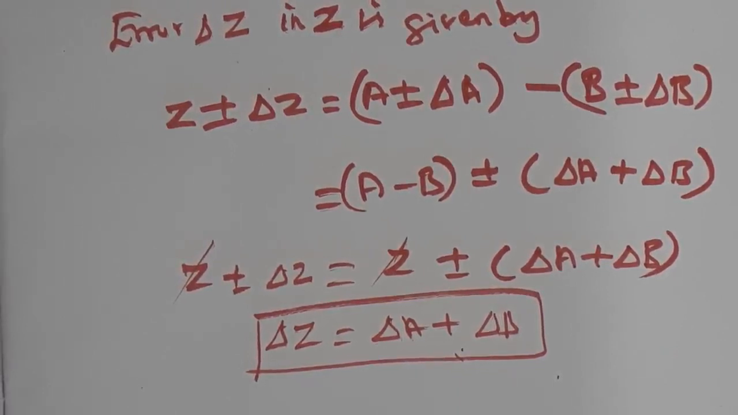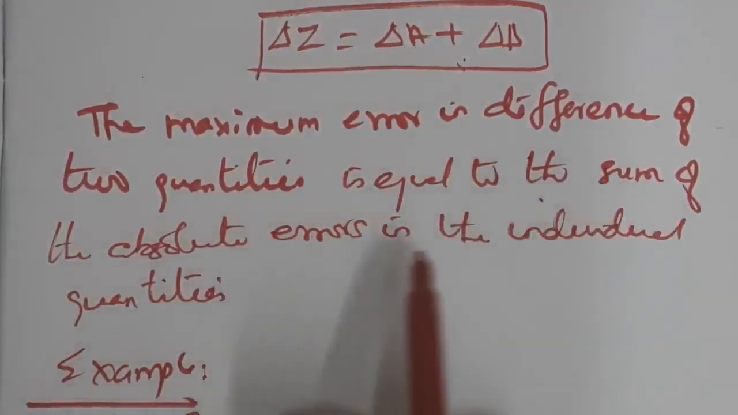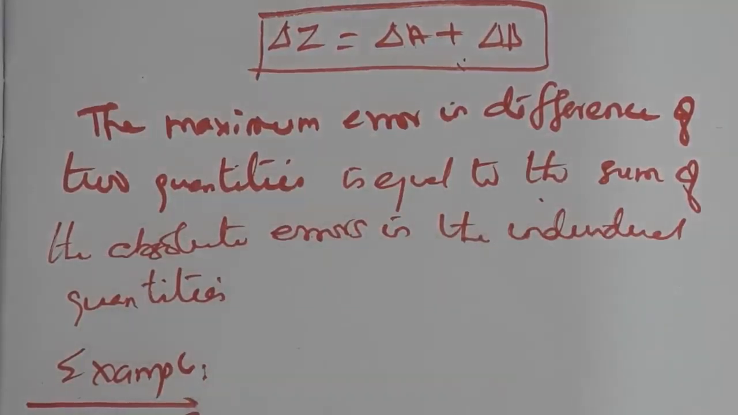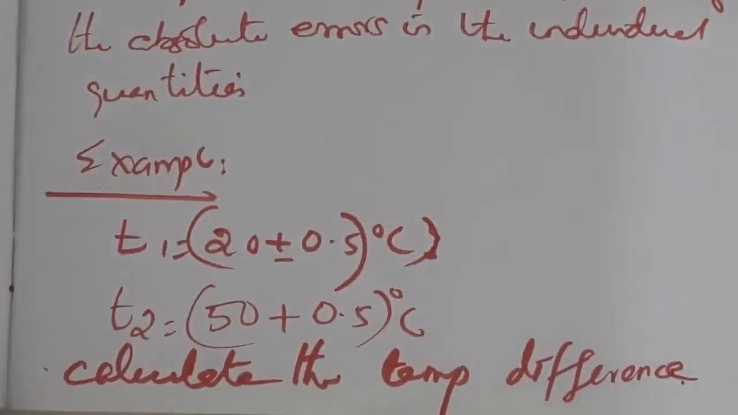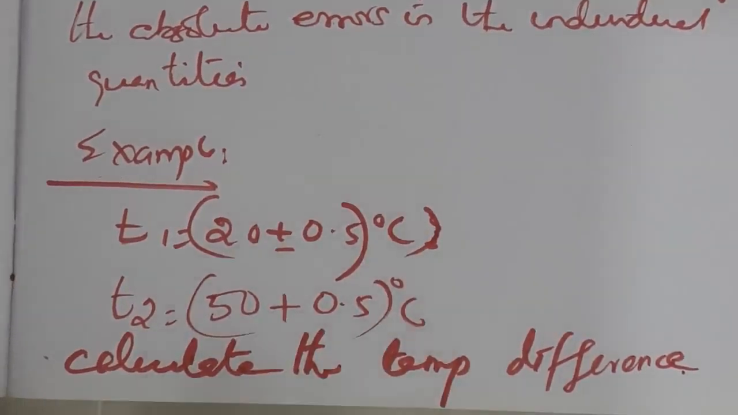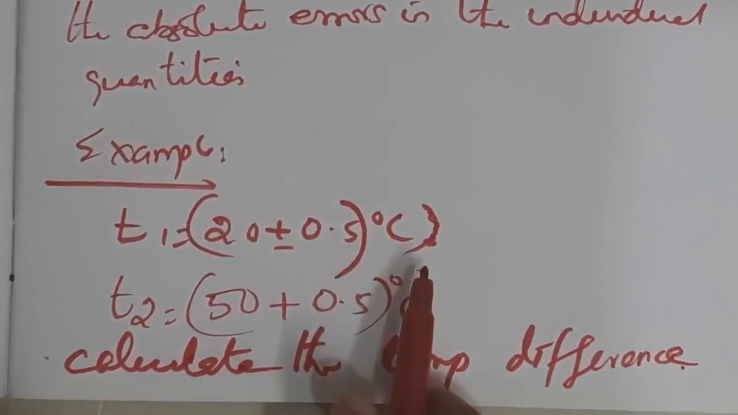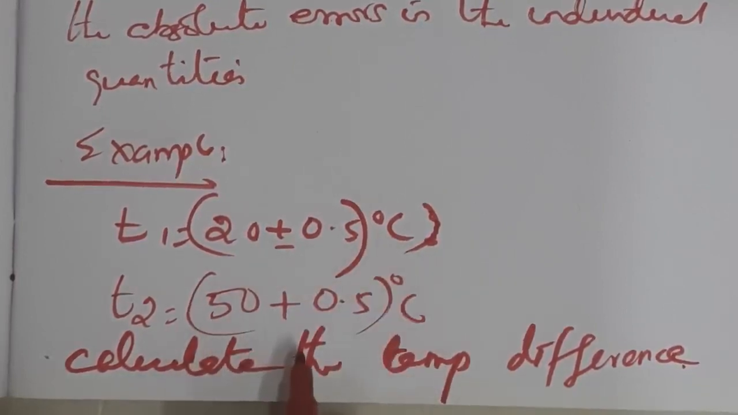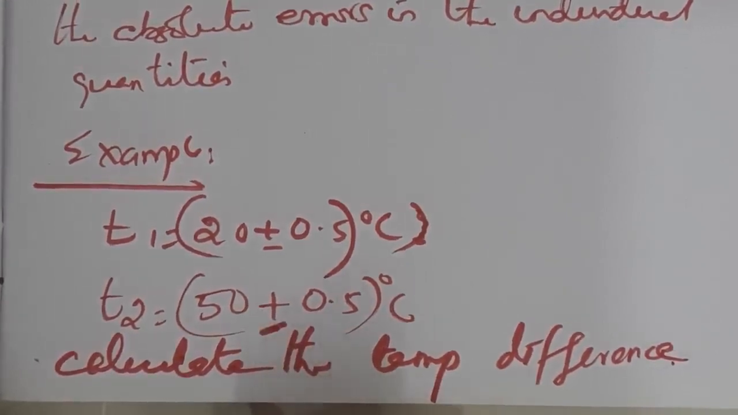We can discuss this also with the help of one problem. So what is the example given in your book? There are two temperatures given. The temperatures of two bodies measured by a thermometer. T1 is 20 plus or minus 0.5 degrees Celsius and T2 is 50 plus or minus 0.5 degrees Celsius. So calculate the temperature difference and the error in it.